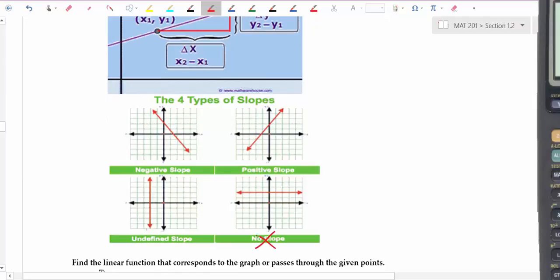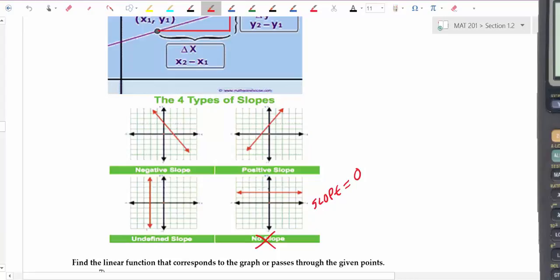I can't believe I took that off the internet. That is totally wrong. That is a slope of 0. I see stuff on the internet sometimes and it's wrong. A lot of algebra books say this one has no slope. The way you should say it is that one is zero slope, and that one is undefined slope.